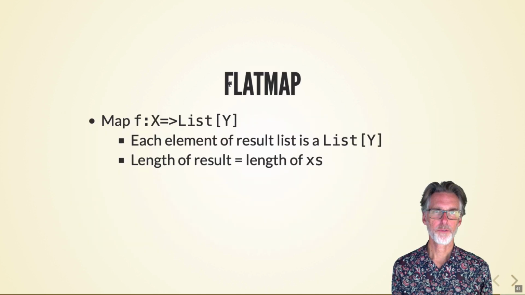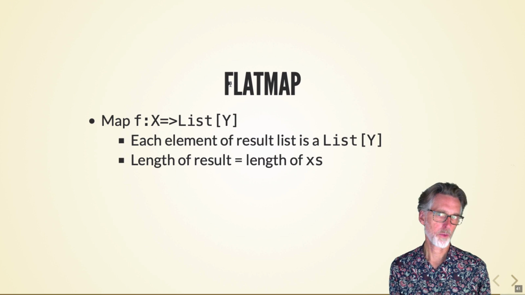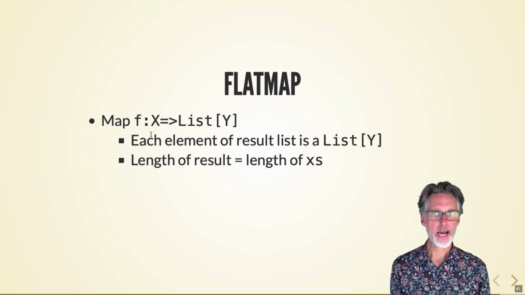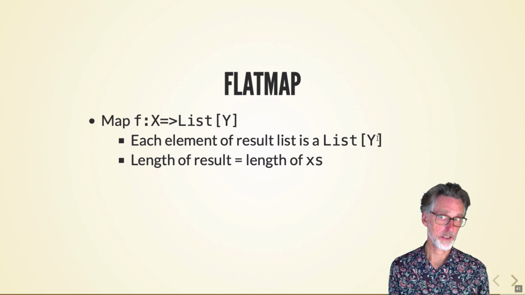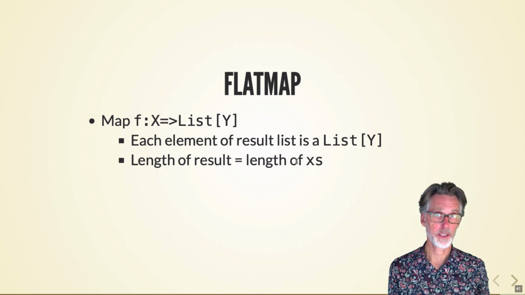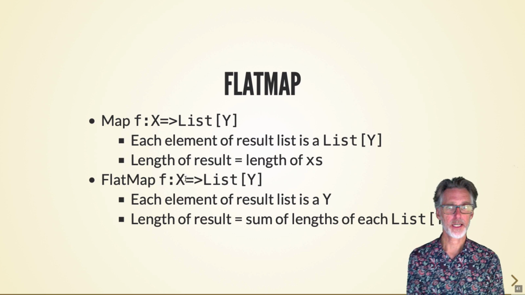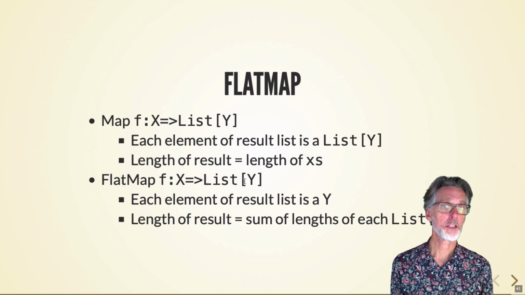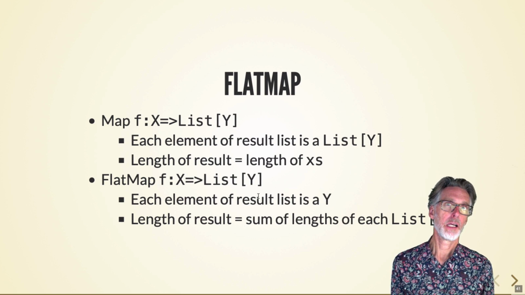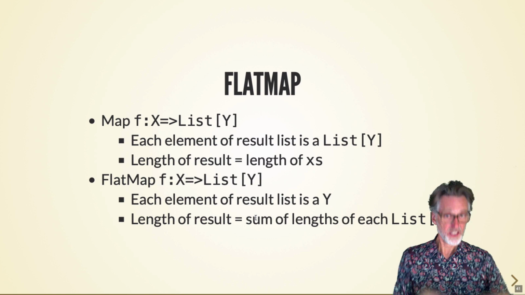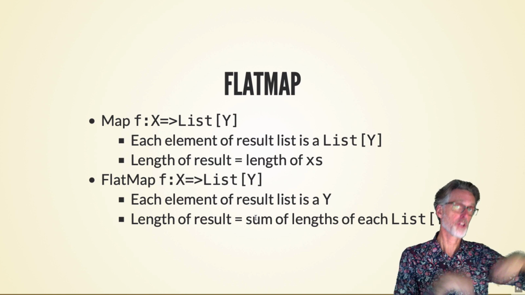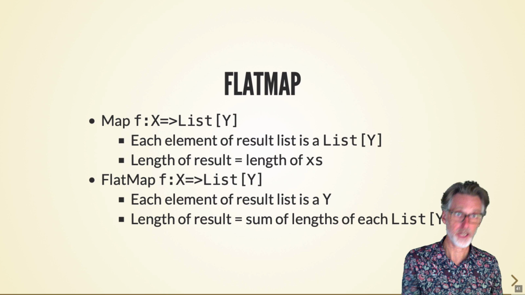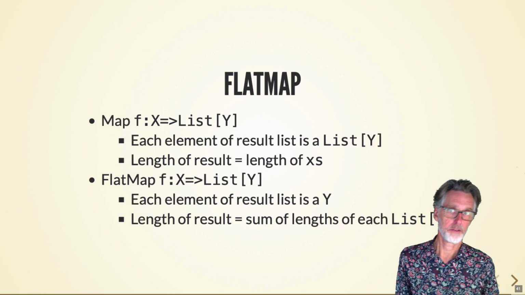We can summarize the difference between map and flat map by looking at what they do when we apply a function f that produces lists. For map, each element in the result will be a list, and the length of the result will be the length of the original argument. For flat map instead, the elements of the result will each be a y, not a list of y, but just a y. And the length of the result is going to be the sum of the lengths of each of the lists that we generate as we apply this transformer.